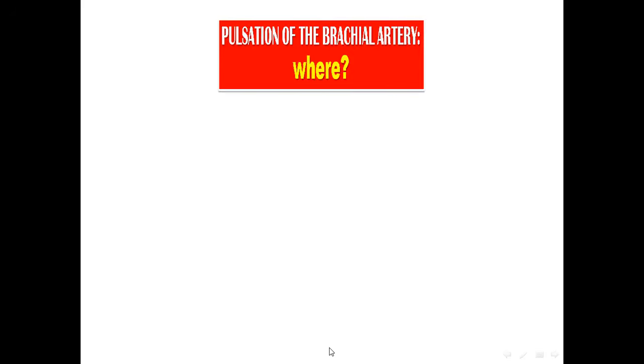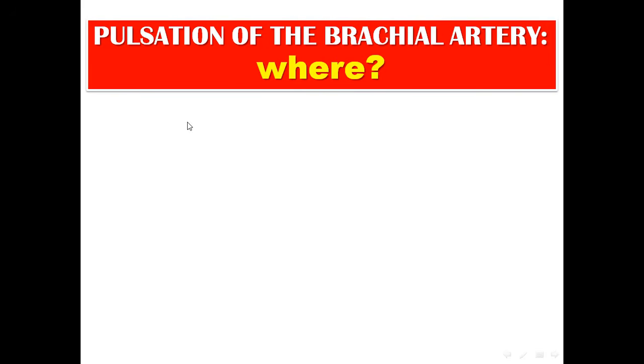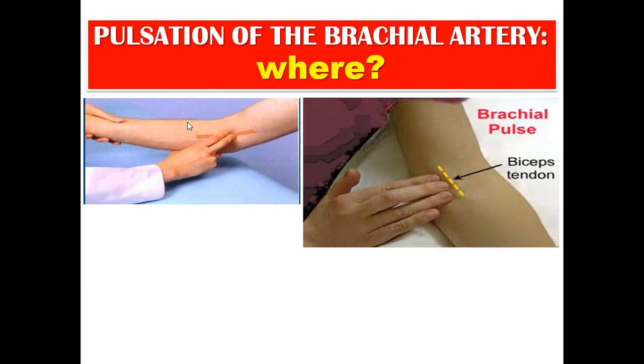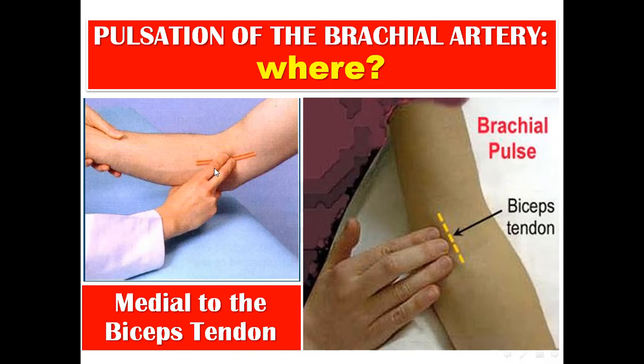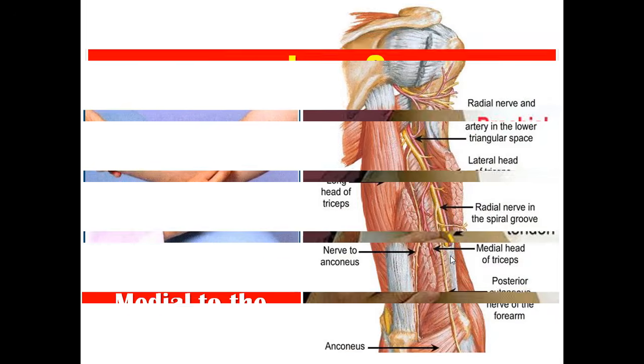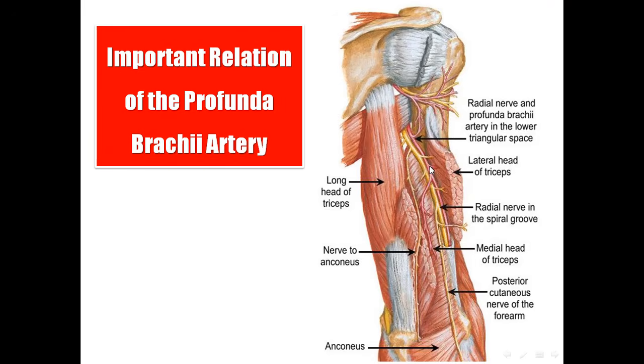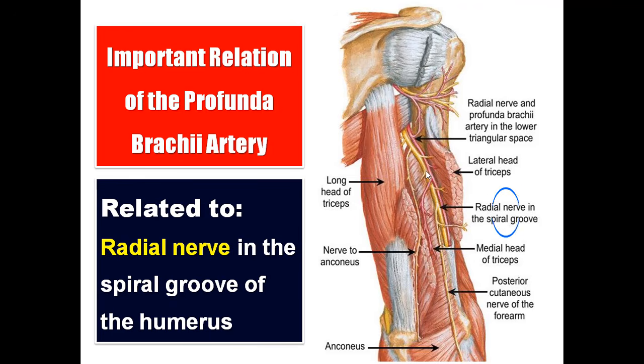Now, where can you feel the pulsation of the brachial artery? Along the medial border of the biceps tendon, medial to the biceps tendon. This is the profunda brachial artery in the spiral groove with the radial nerve. So the profunda brachial artery is related to the radial nerve in the spiral groove.